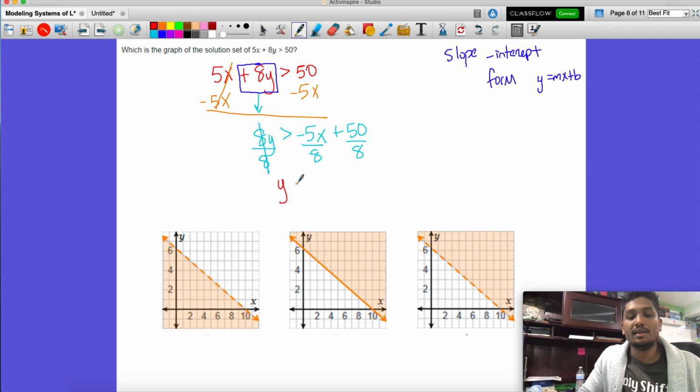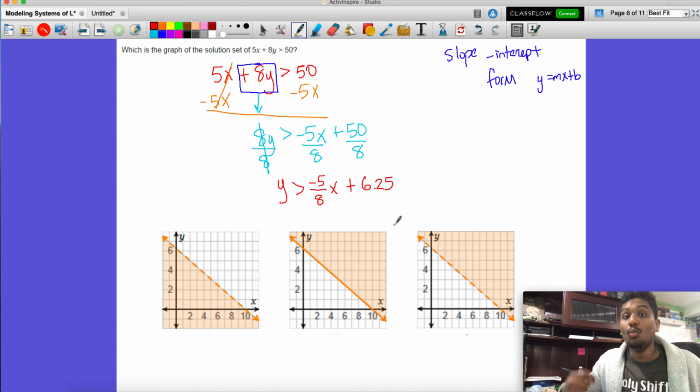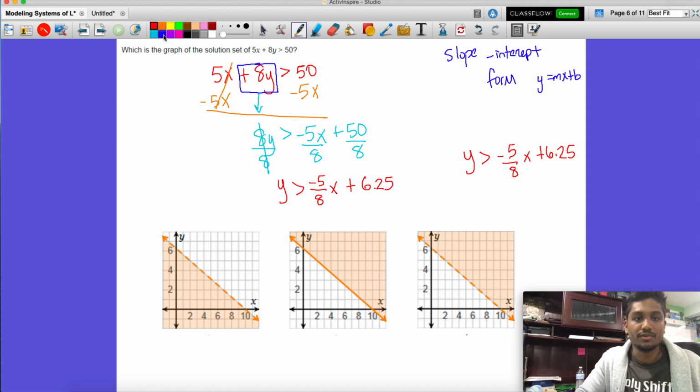And we get y is greater than negative 5 over 8. This is going to be our slope, so we're going to keep that as a fraction, plus, I'm going to use my calculator, 50 divided by 8, and we get 6.25. So now, if we were to graph this, I'm going to write this here, y is greater than negative 5 over 8x plus 6.25. Don't even look at the graphs. Here's what we're going to do first. Let's look at everything that we do know. So what does this tell you?